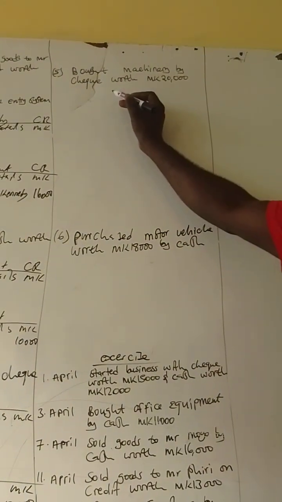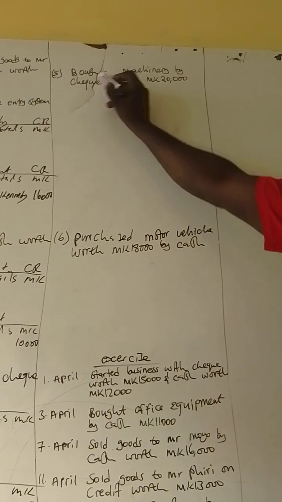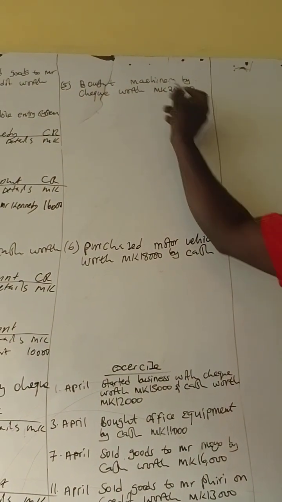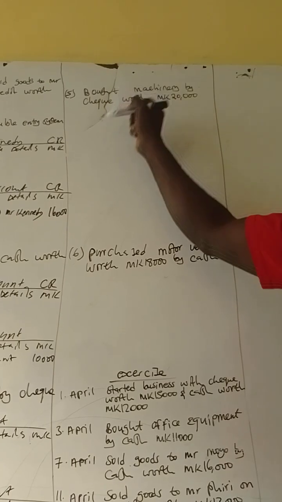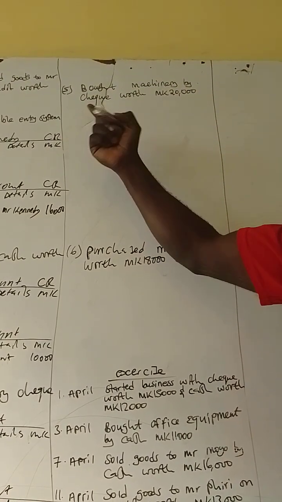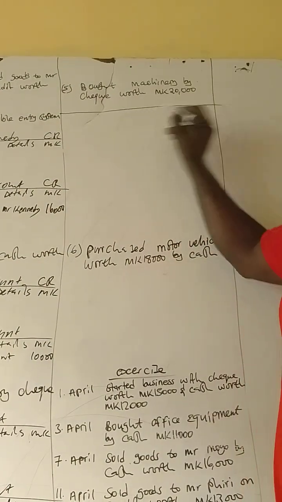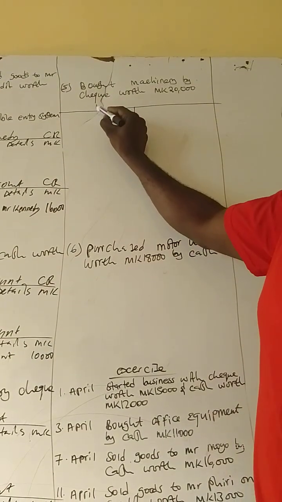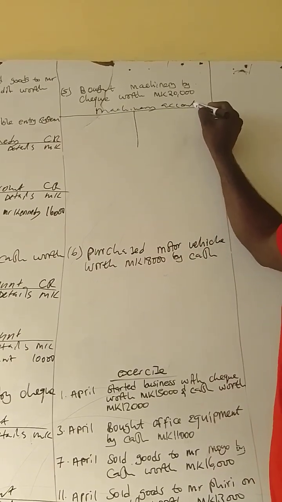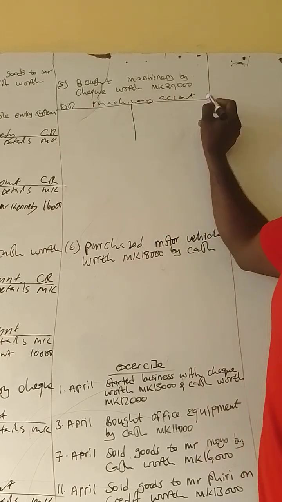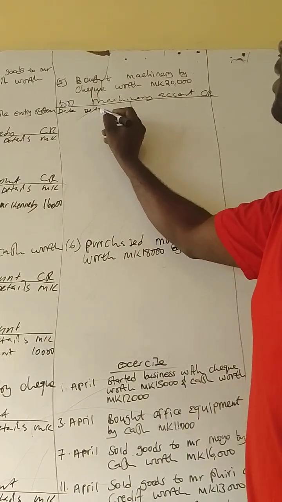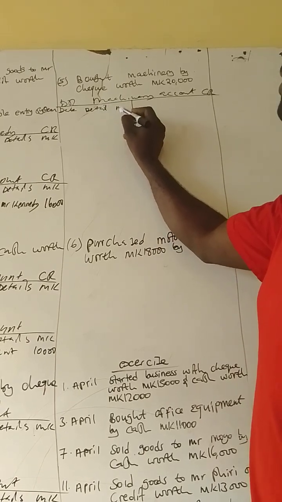This one, the last but not least. Bought machinery by check. The cash has gone to machinery. We are going to debit the machinery account. That's it. Which means here you now have to say machinery account. Remember that this is DR, and this is CR. Then you put the date here, and details, and this is the monetary value.